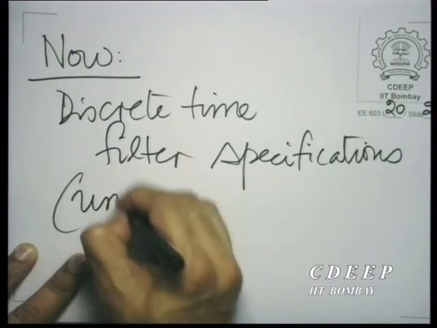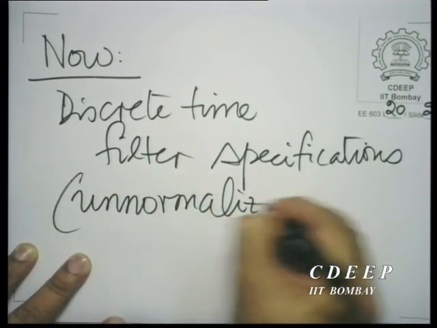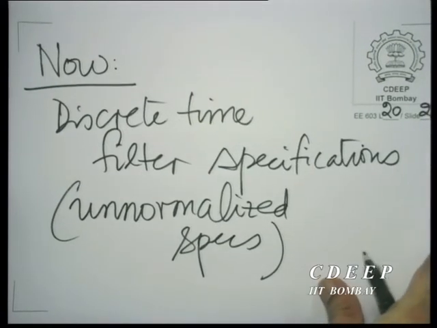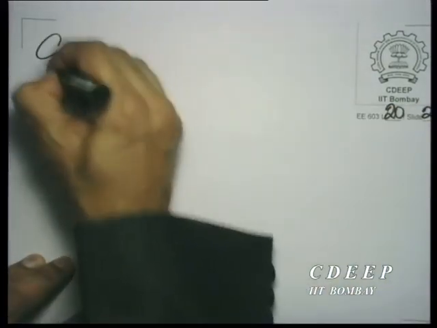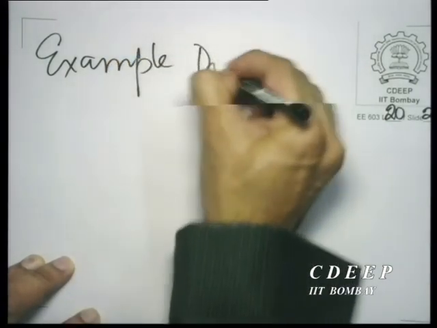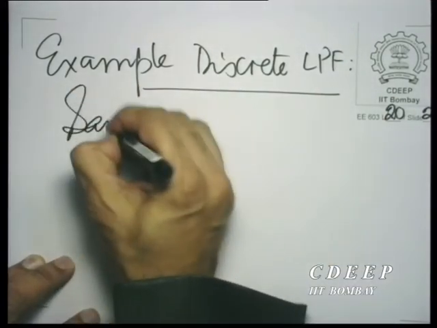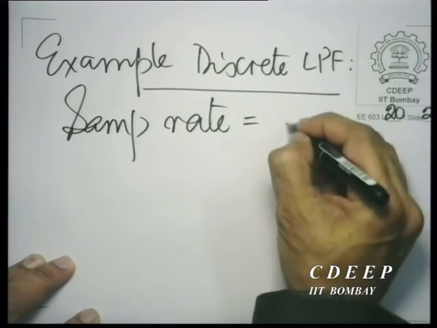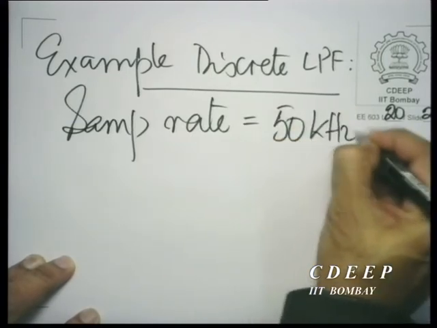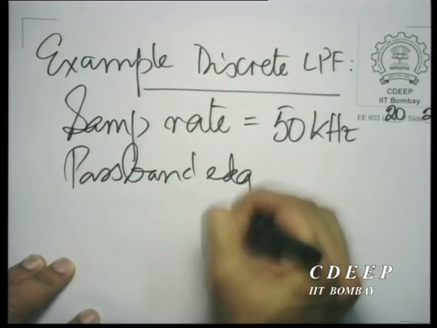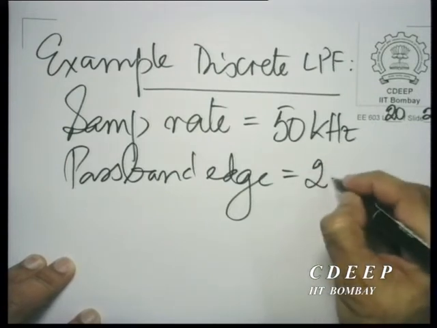Of course, these are unnormalized. Normally, you would be given unnormalized specifications. What are these unnormalized specifications? To take an example, suppose you have a low pass filter. You may say the sampling rate is so much, let us say it is 50 kilohertz, just to make a point. The pass band edge is 20 kilohertz, let us say.